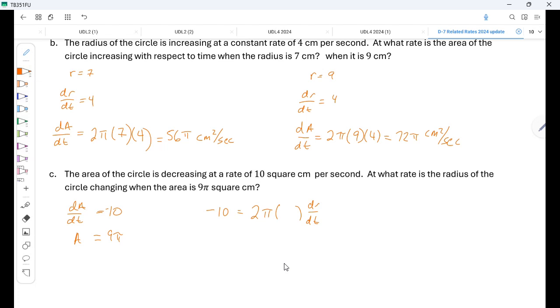If I know that the area is 9 pi, then there's only one possible radius that I could have. What is that radius? 3, right? I'm going to write it out so you have it in your notes, but this one you should be able to eyeball. If A equals 9 pi, that means 9 pi equals pi r squared. Divide both sides by pi, and then take the square root. Radius can't be negative, so r equals 3.